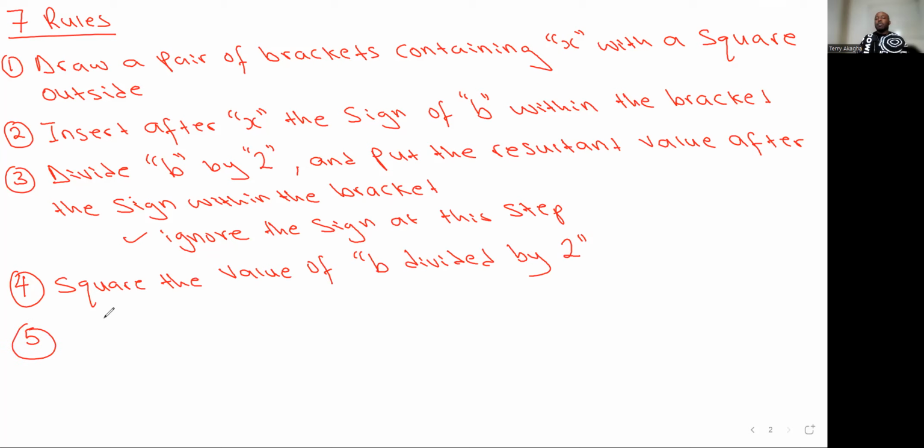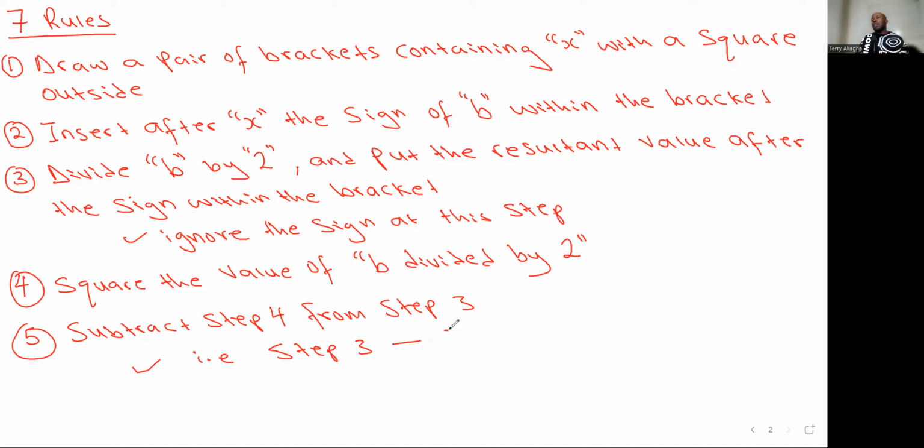Number 5, you subtract step 4 from step 3. What I'm trying to say is that it's the answer you get from step 3, minus the answer you get from step 4. Then number 6, when you're done with that, the next thing you have to do is add c.